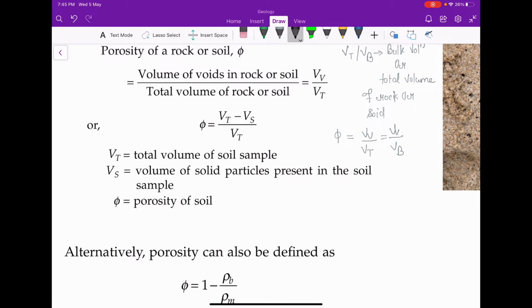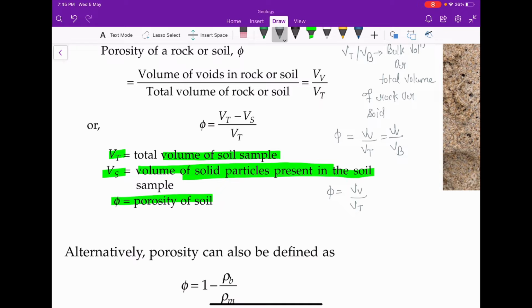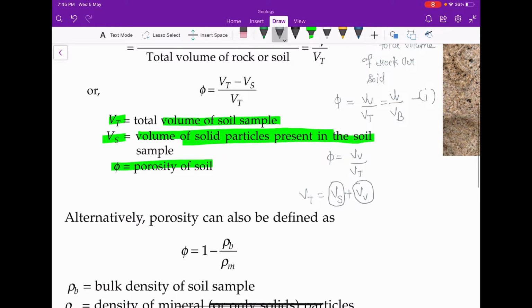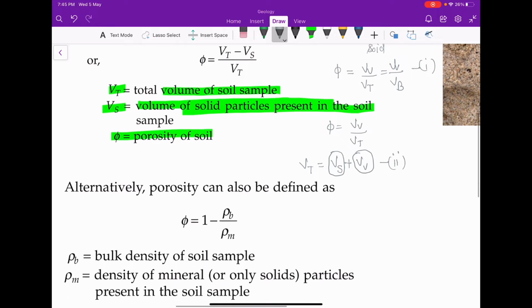So here Vt is the volume of the soil sample, Vs is the volume of the solid particles in the soil, and phi is the porosity of the soil. Now phi is equal to Vv divided by Vt, where Vt is the total volume, that is volume of solid plus volume of void. Vs is the volume of solid and Vv is the volume of void. We consider this equation number 1, and this is equation number 2.